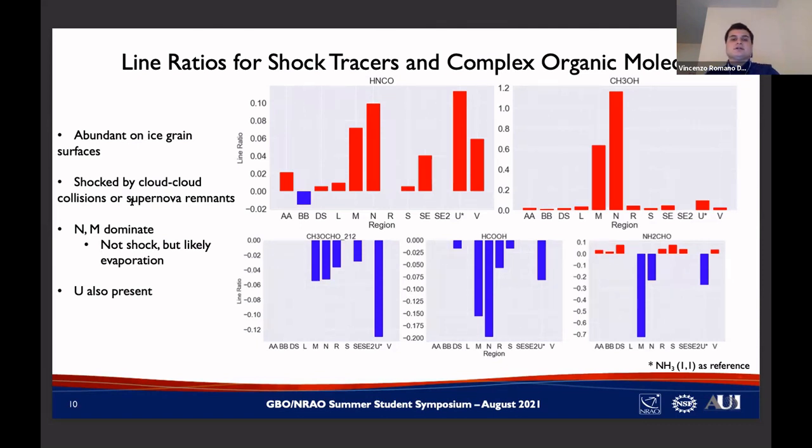Another thing to note is that North and Main are likely not due to shock, but simply because of their very high temperature. The abundance of these molecules could possibly be just due to evaporation, whereas the rest of the regions are predictably not hot enough to have this abundance from evaporation, so they're more likely to be shocked.